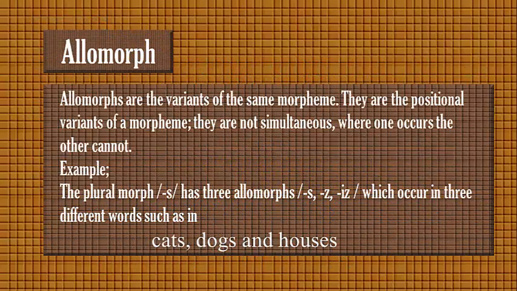Now let's see what is an allomorph. Allomorphs are the variants of the same morpheme. They are the positional variants of a morpheme. They are not simultaneous. Where one occurs, the other cannot. Example, the plural morph has three allomorphs s, z, iz, which occur in three different words, such as in cats, dogs, and houses. So these three phonological realizations of the same morph are called the allomorphs of that morph S.